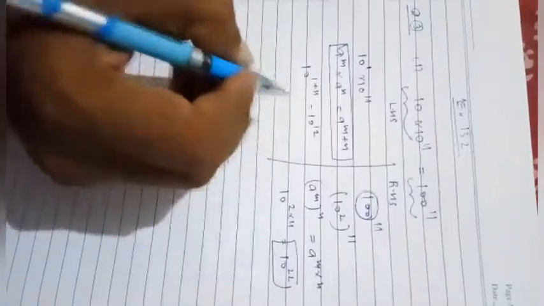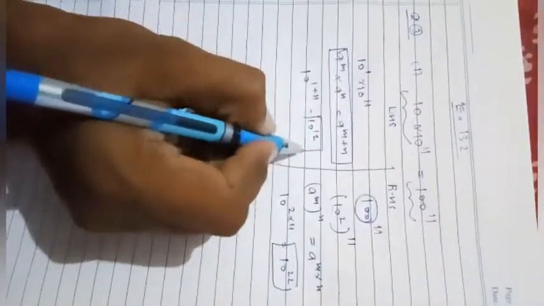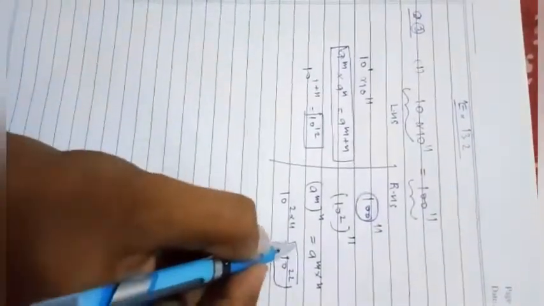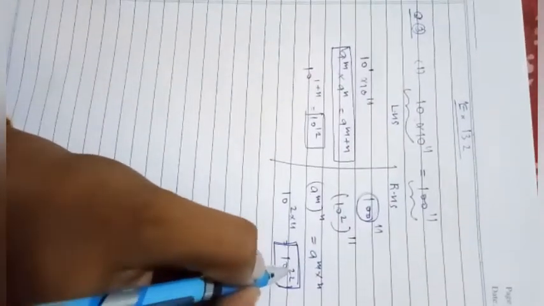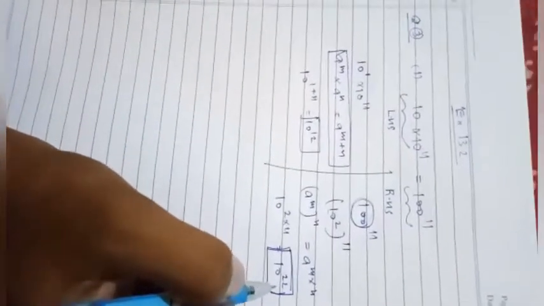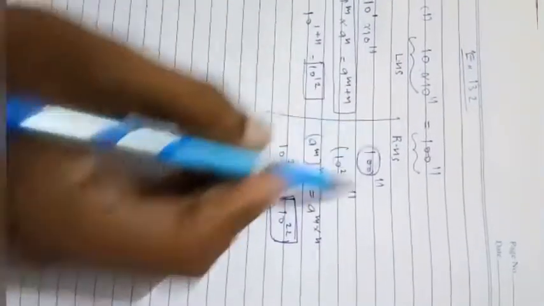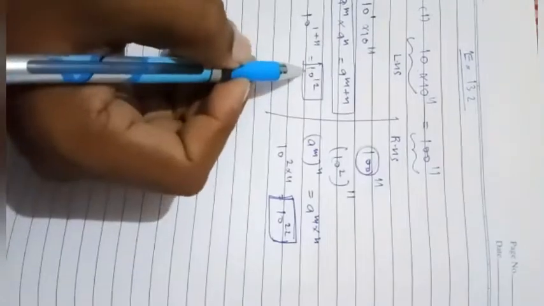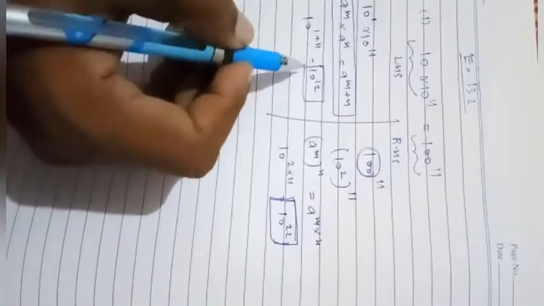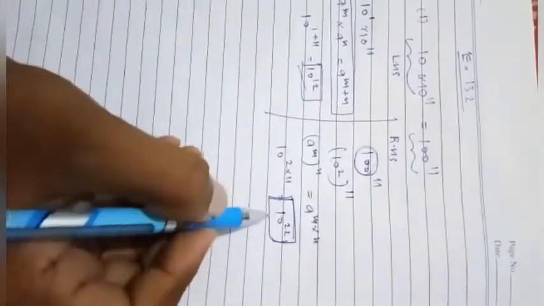Now you can see the result of the LHS was 10 raised to 12 and the result of the RHS is 10 raised to 22. Now you can see that 10 raised to 12 is not equal to 10 raised to 22. So whatever was given in the question, it is false. So you have to write false.